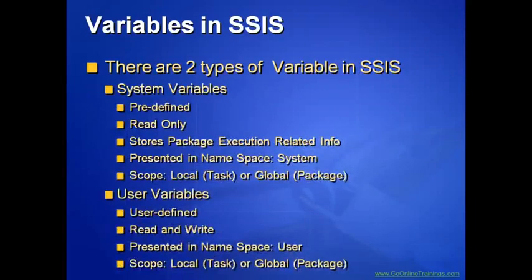Now, there are two types of variables in SSIS. One is called system-defined variable. The next one is called a user variable. System-defined variables are predefined, read-only, store the package execution-related information, and are presented in a namespace called system. You can have a local or a global scope. The next one is called user. User variables means you're going to be creating the variables on your own. Clear? So these are read and write variables presented in the namespace called user. Scope is local or global.